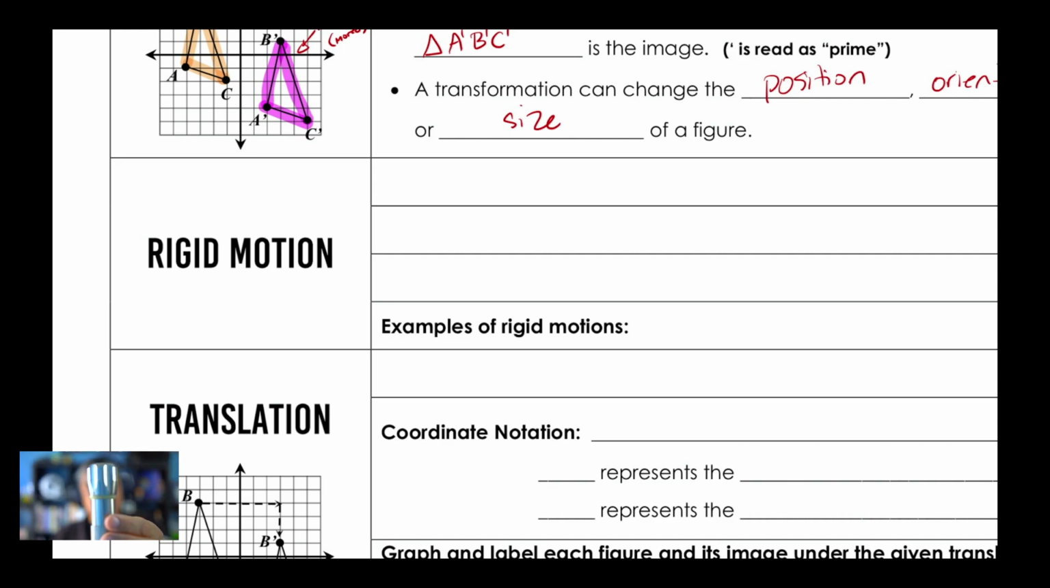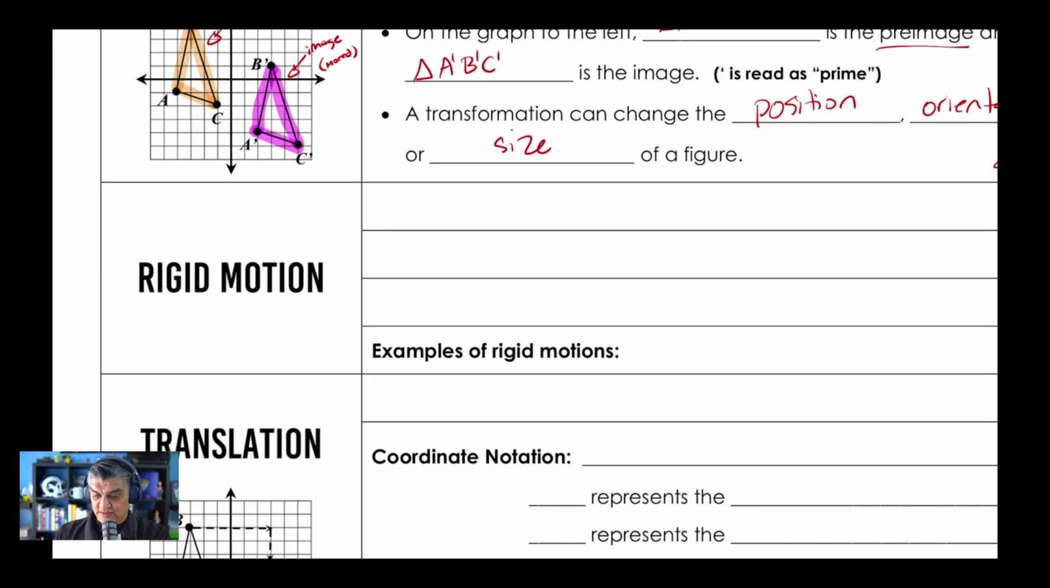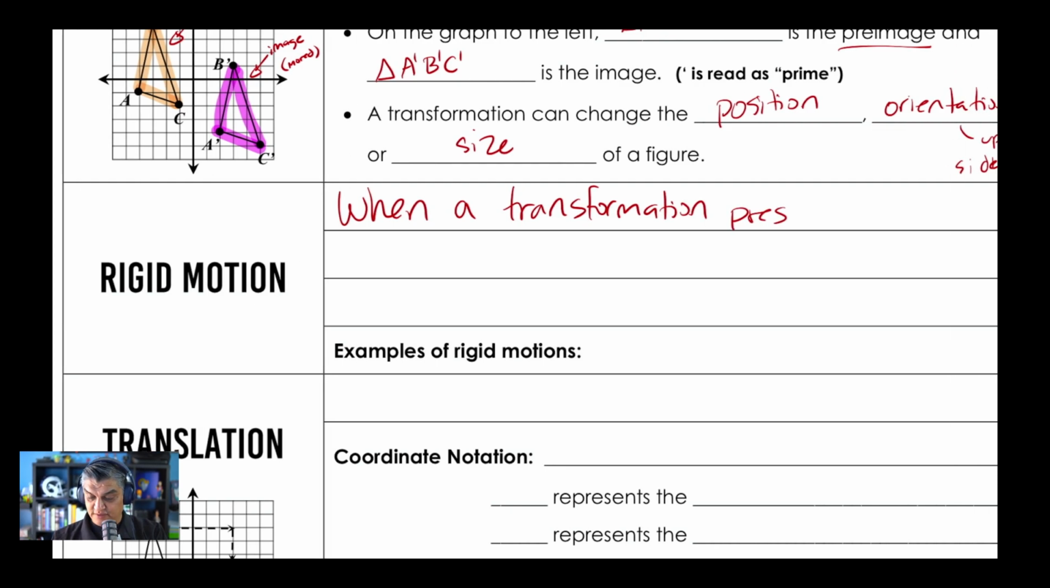Now, what about if I made the flashlight larger or smaller? Larger, smaller. Now I'm changing the size of it. Not changing the shape, but I am changing the size of it. So that's not a rigid motion. So a rigid motion is when a transformation preserves, or keeps, right? Preserves means keeps the size and shape of a figure.